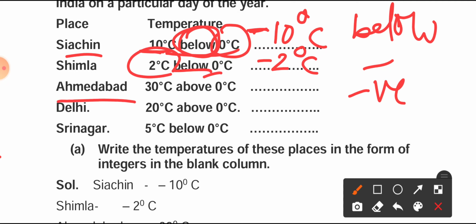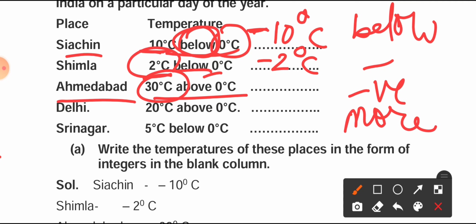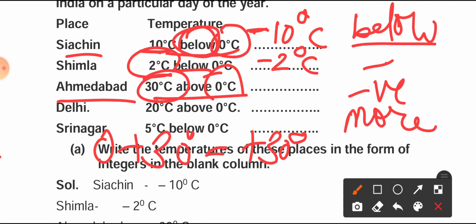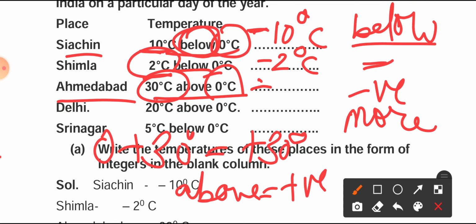Then Ahmedabad 30 degrees Celsius above 0 degrees Celsius. Above means it is more. The temperature is 30 degrees Celsius more than 0 degrees, means it is 0 plus 30. So it will be plus 30 degrees Celsius. If we are representing below by negative sign, then you have to represent above by which sign? Positive sign. So Ahmedabad temperature will be plus 30 degrees Celsius.